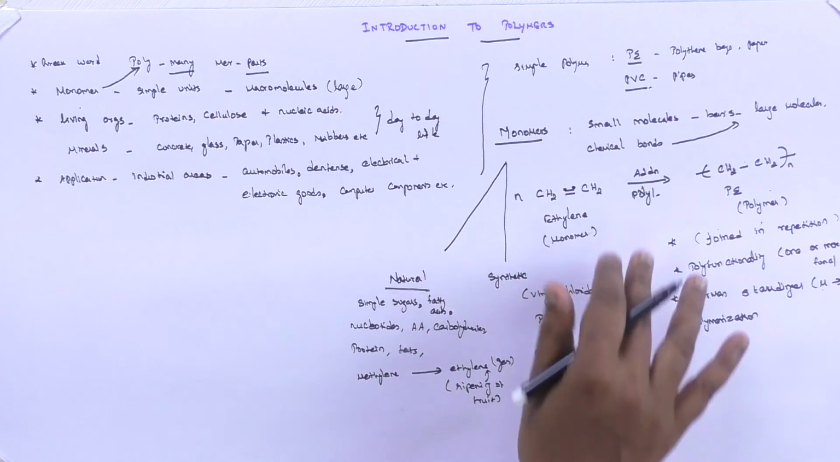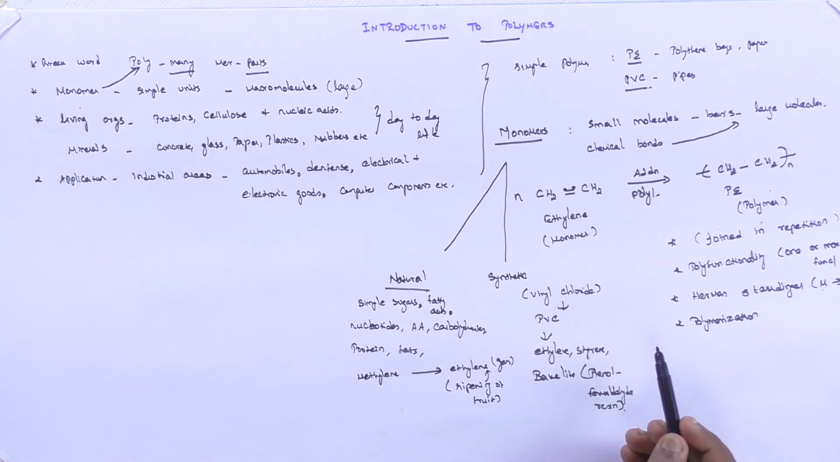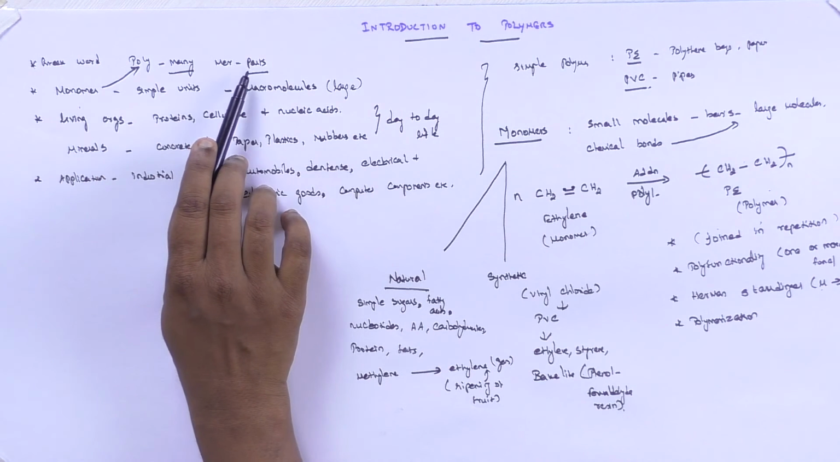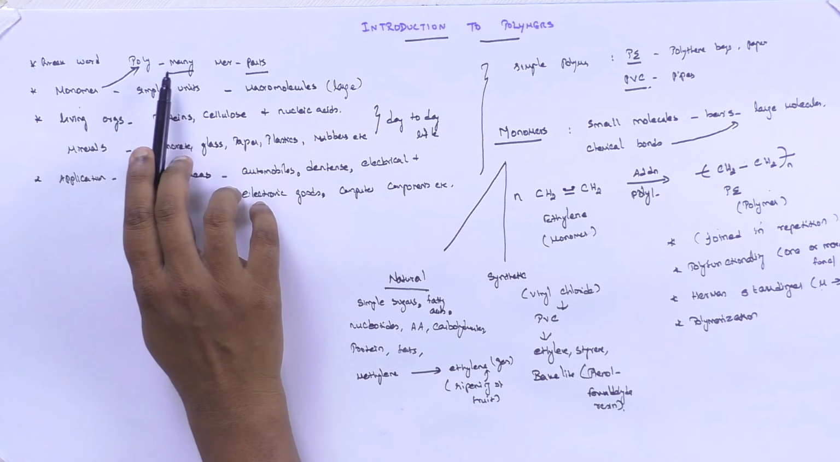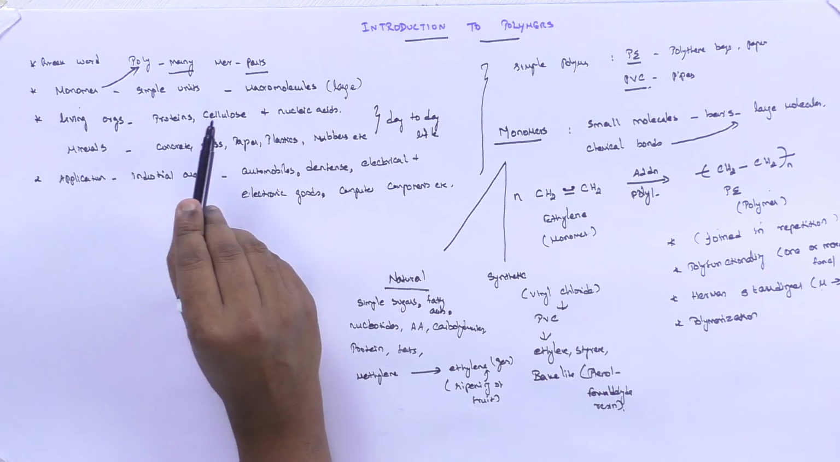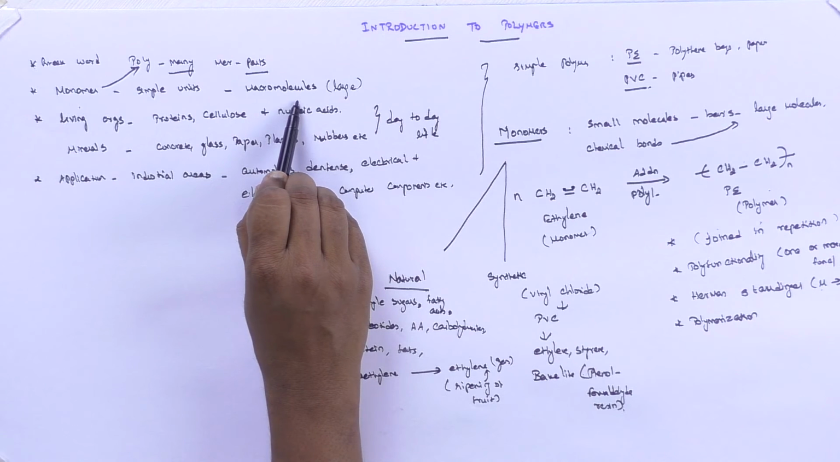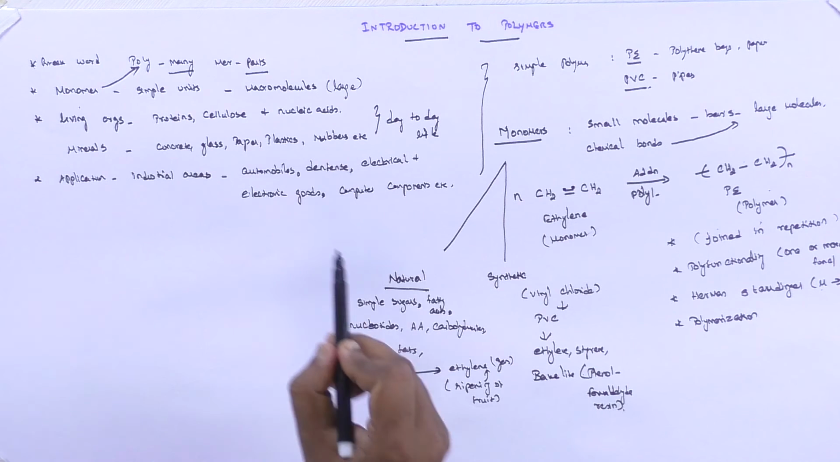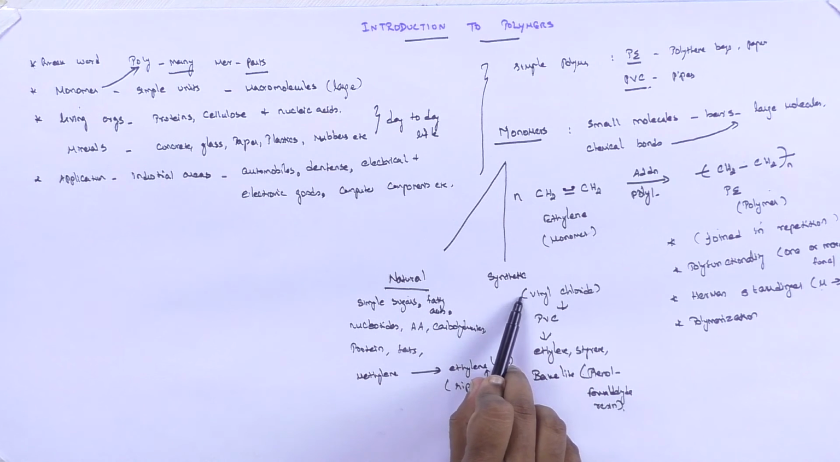Okay. So this is about the introduction of the polymers. So far what we have seen, polymer is derived from the Greek word poly, meaning many, and mer means part. The monomer is nothing but the simple units which make up the large molecules. And in living organisms, you can see natural as well as synthetic.